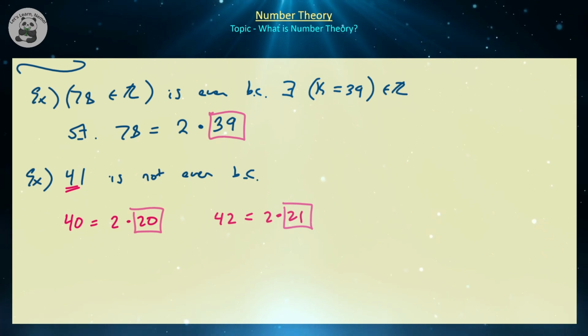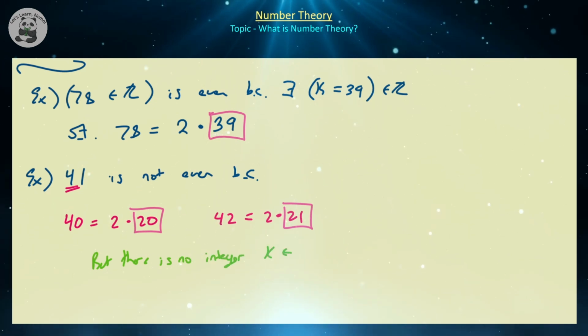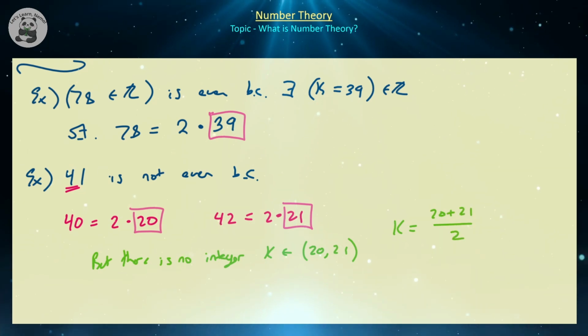So if there is another integer that represents 41 as an even integer, then it must be equal to the number between 20 and 21. But there is no integer k in between 20 and 21. If we were able to find it, k would be equal to (20 + 21)/2, which is not an element of the set of integers, right?